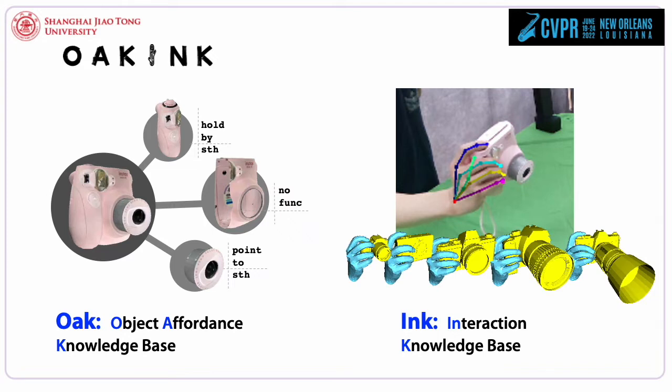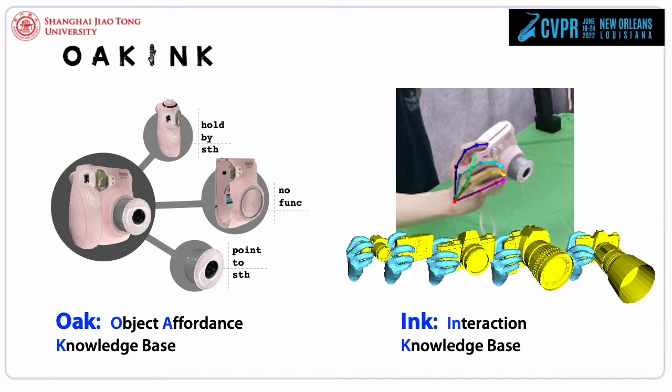OakInk stands for two intercorrelated databases, Oak for object affordance knowledge, and Ink for interaction knowledge. We first collect 1,800 objects of 32 commonly used categories. The sources of our objects are fourfold: the YCB objects, the contact database, ShapeNet, and also we brought some objects from online vendors.